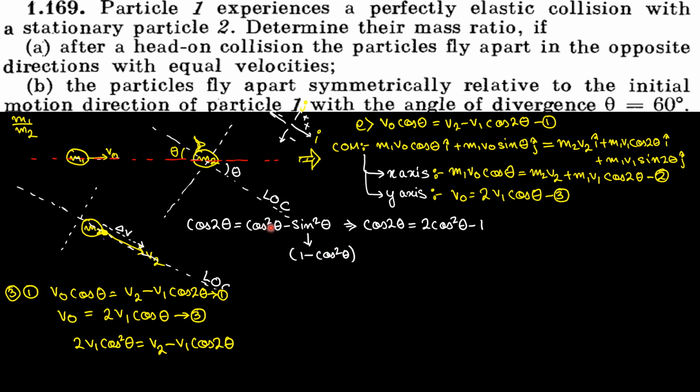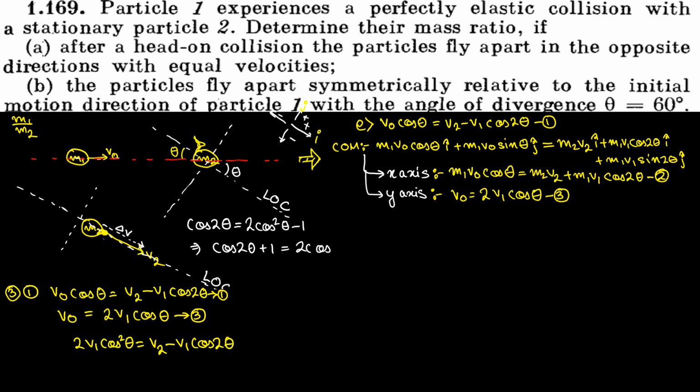So cos²θ plus cos²θ, 2cos²θ, and minus 1 becomes out here. Okay, so cos 2θ is equal to 2cos²θ minus 1. So if I want to find the value of cos²θ, it would be nothing but cos 2θ plus 1. I have taken the 1 to the left hand side, equals 2cos²θ, and divided by 2, isn't it? So cos²θ is equal to (cos 2θ plus 1) divided by 2.